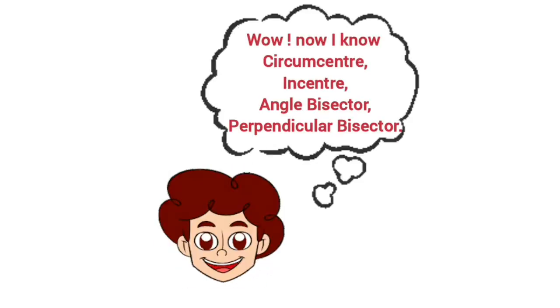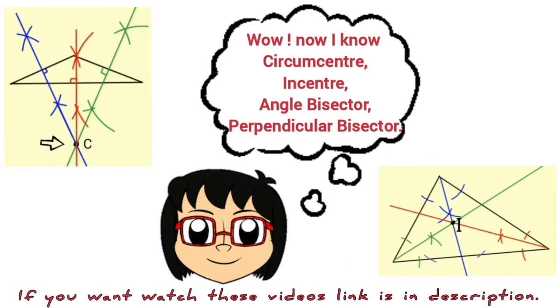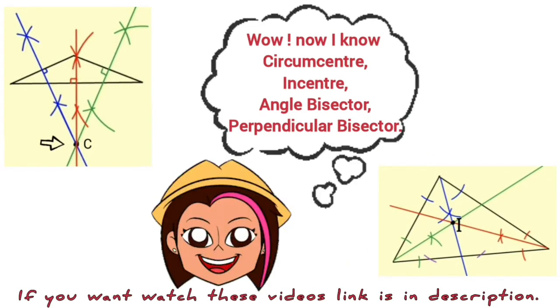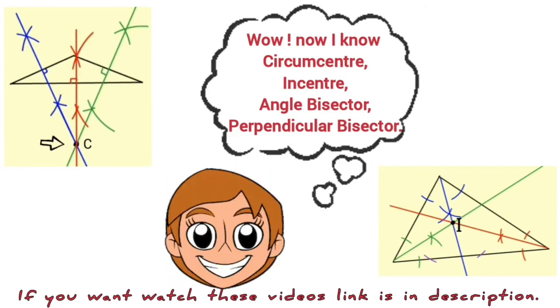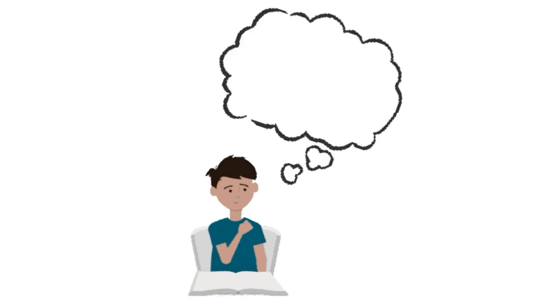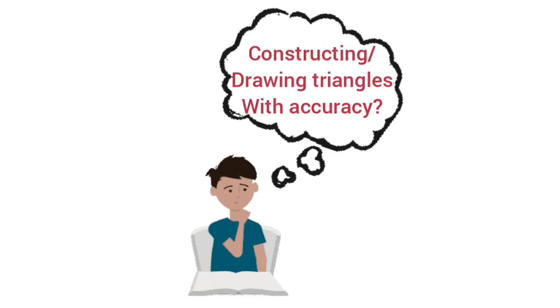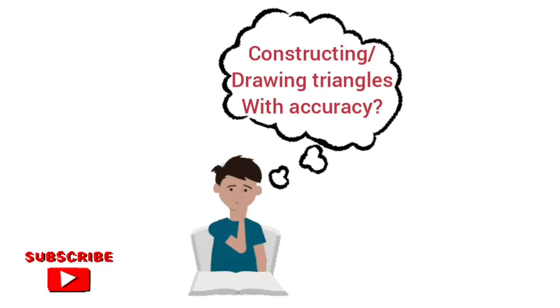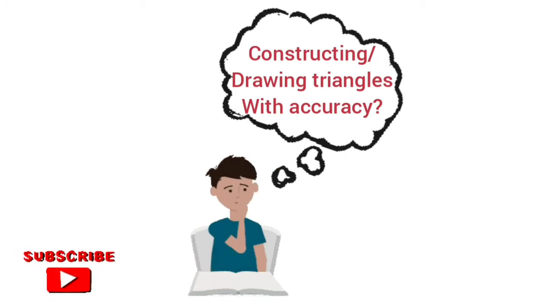Students, now you must be thinking you can find circumcenter and incenter, angle bisector and perpendicular bisectors of a triangle. It's pretty simple, right? Now, have you ever thought of constructing triangles or drawing triangles with accuracy? You might be thinking that would be tough because in a triangle there are so many parameters involved.